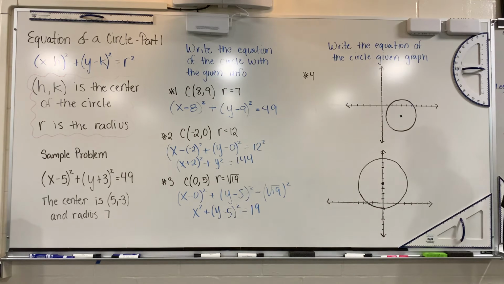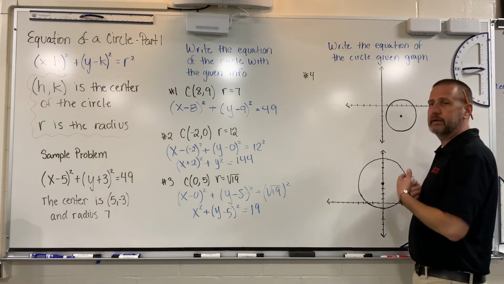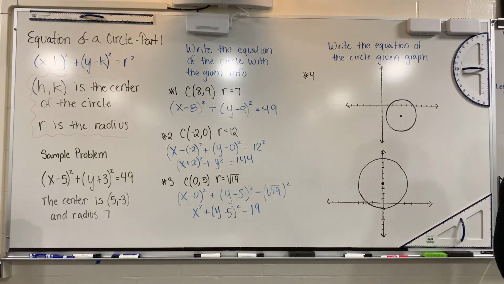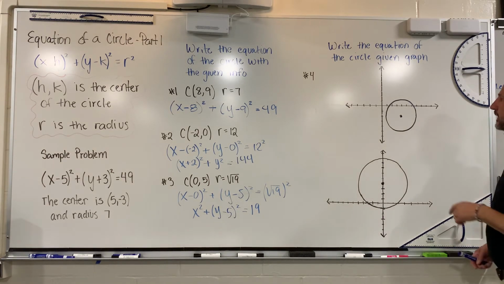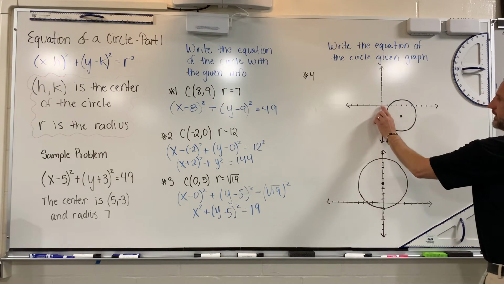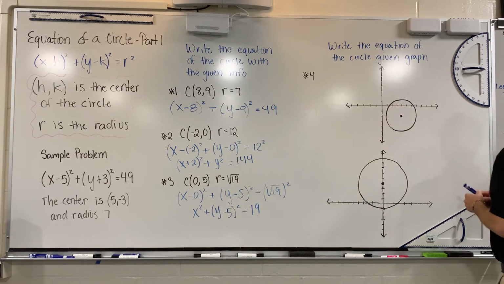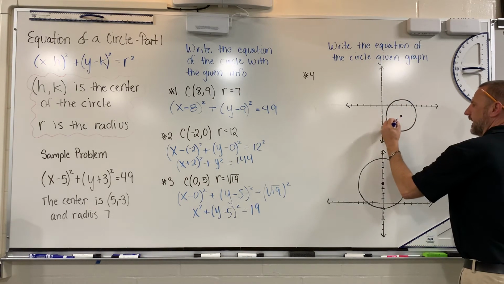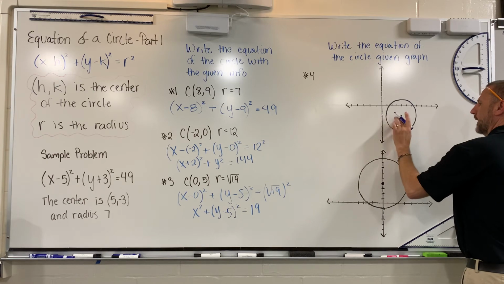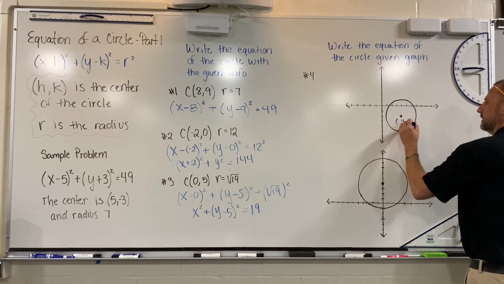All right, and our very last problem is, what do we do if we're given a graph of a circle? Can we write the equation? Absolutely. First and foremost, all we got to do is figure out where's the center. So in this case, if I count starting at the origin and I find the center, it's over 1, 2, 3, 4, and then it's down 2. So I'm setting my center at (4, -2).